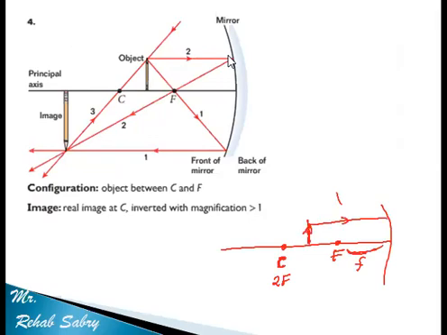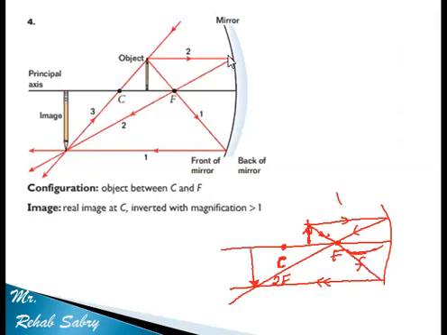This is the first ray. It will be reflected through F. The second ray goes through F, and it will be reflected parallel. Don't forget to put the arrows because this is a ray. Okay, so where will the image be formed?